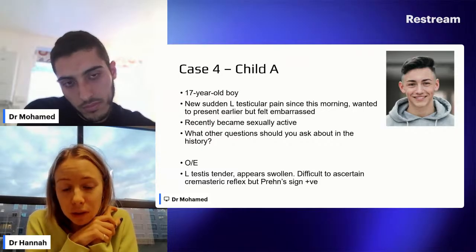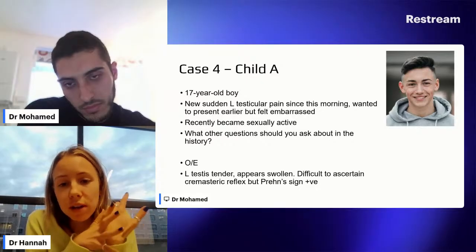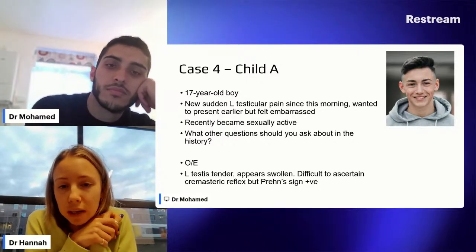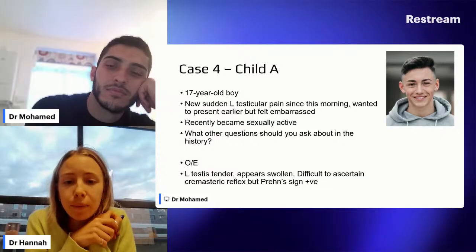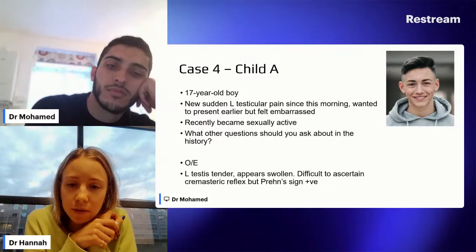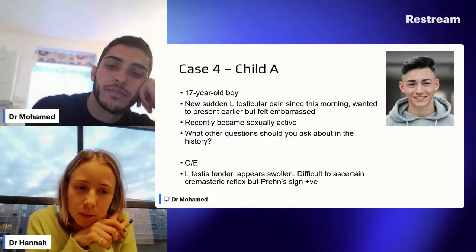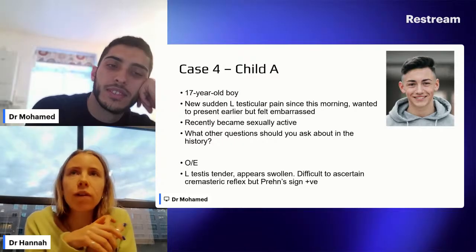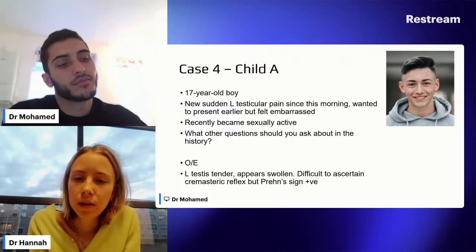So we now have a 17-year-old who has reported a new sudden left testicular pain, started this morning, felt a bit embarrassed. This is the first time it's ever happened. He says he's recently become sexually active. So, that's quite a sparse history. What else would you guys want to ask about? Let's say, firstly, from a pain perspective, what would you want to know about his pain?